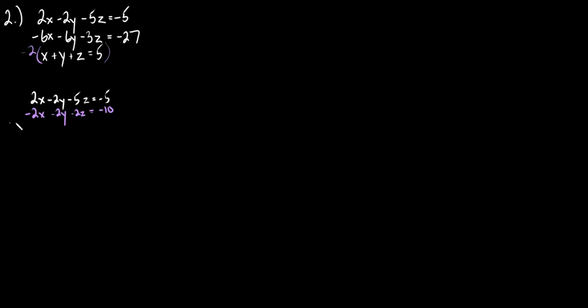And now when I add these two equations together, I'm going to have a new equation, all right? So 2x minus 2x, well, that cancels out. That gets me 0. That's what I want. -2y minus 2y is a -4y. And -5z minus 2z is -7z is equal to -5 minus 10 is -15. So this is an equation that I'm going to want to work with, okay?